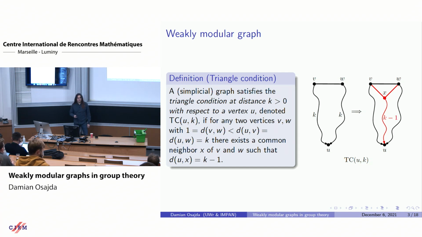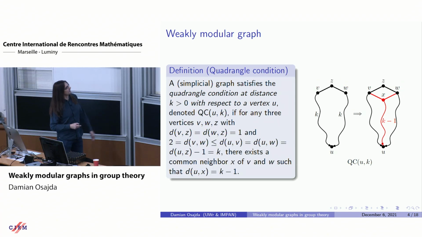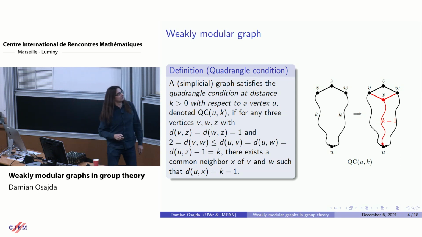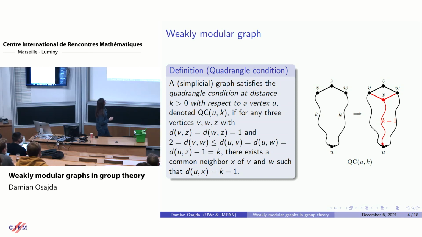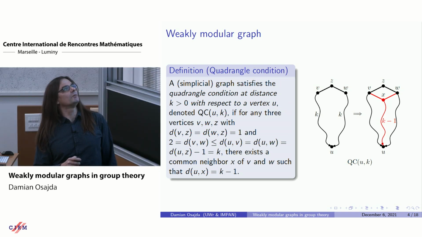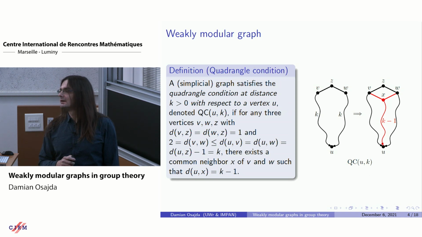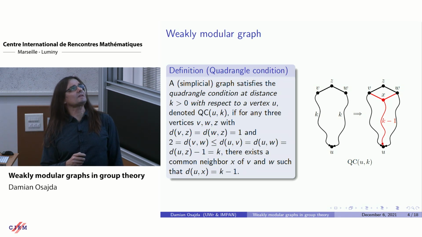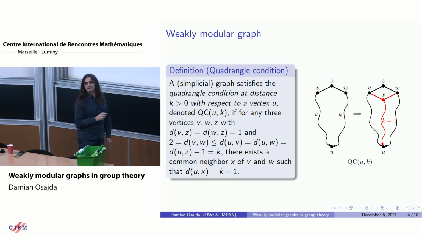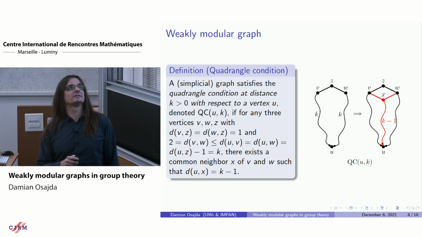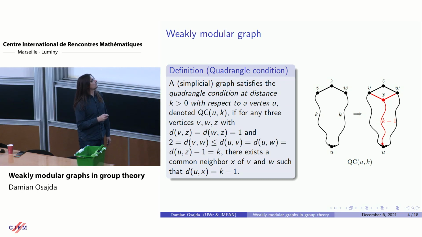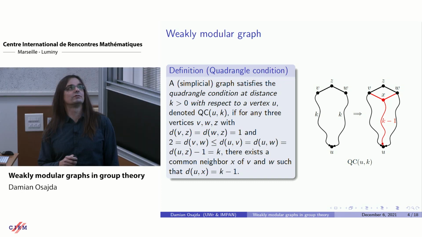Okay, so this is the first condition that we are interested in. Here is the second one, the quadrangle condition. I hope you can guess where the name comes from. It is similar, but now you have a quadrangle. So now the setting is like this. You have three vertices. Again, V and W are equidistant at distance K from U, but now they are at distance 2. They are not connected by an edge. And then there is a vertex Z, which is one step farther from U, at distance K plus 1. And then you want that there exists a vertex, again, closer to U, at distance K minus 1 from U, and adjacent to V and W.